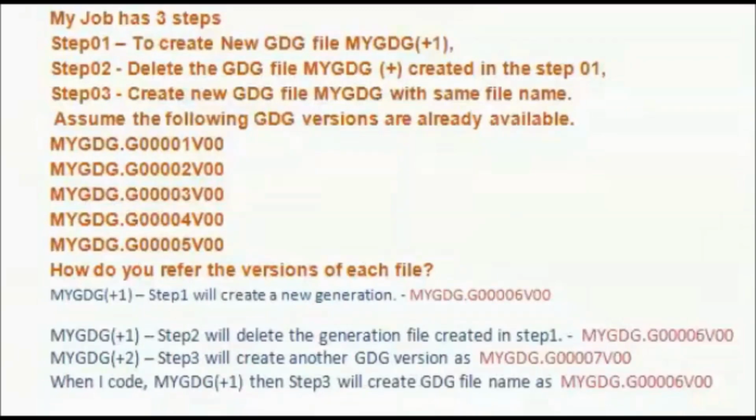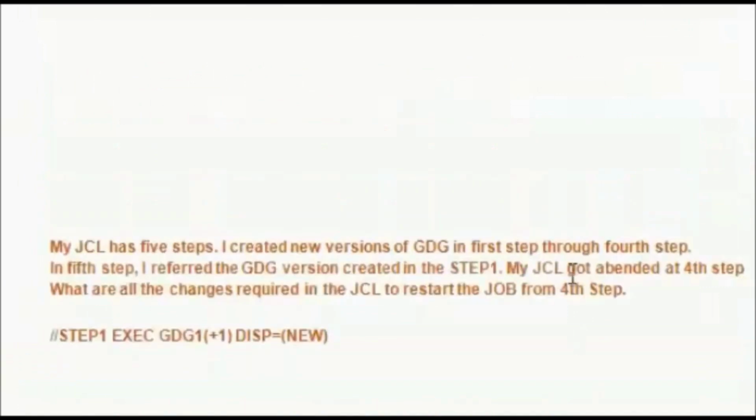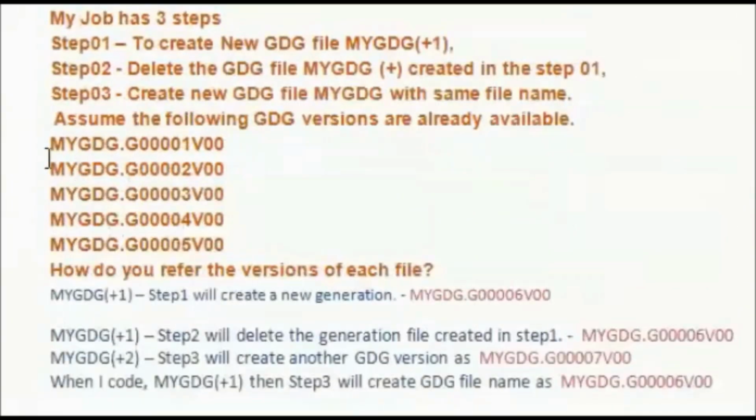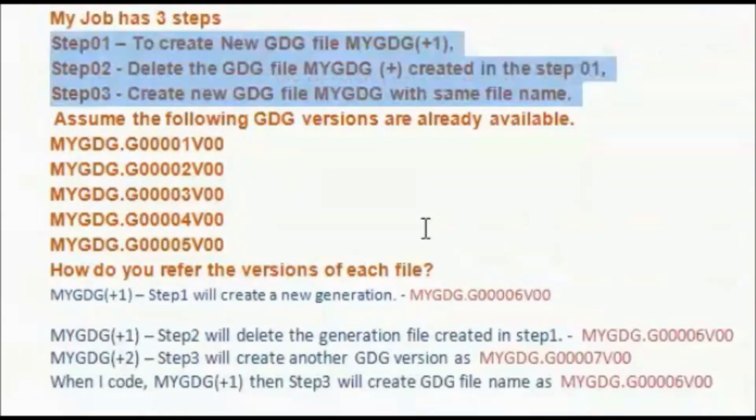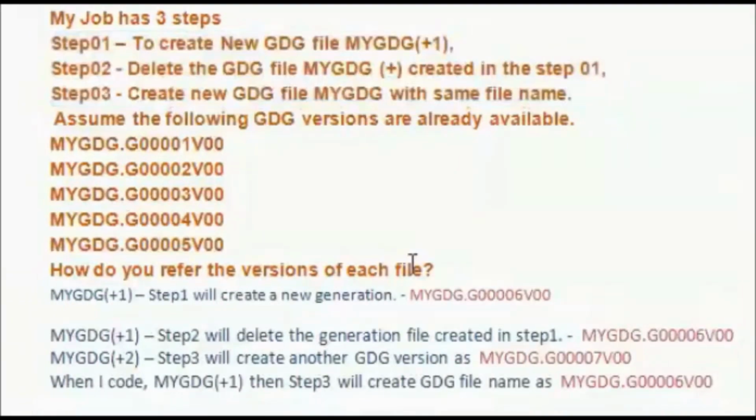You can also practice this example. You just create a GDG base, and first you create 5 GDG versions. Then in the 3 steps of your job, you can code like this. First step, you are creating a new generation. Second step, you can delete, and third step, you can create a new generation. In the third step, you just try with +2 and +1.